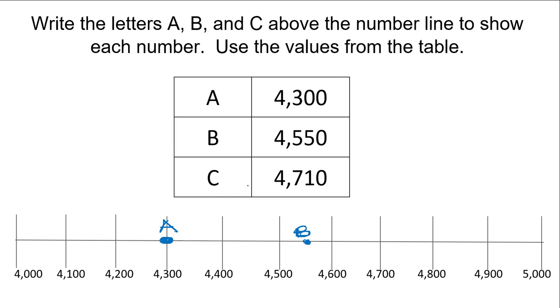And then, where do we find 4,710? 4,700's right here, so 4,710 will be really close, maybe right about there, and that would be C. And then we find all our numbers. All right, let's move on.